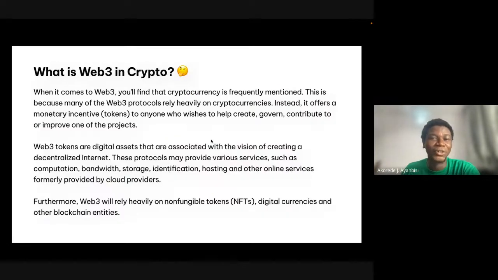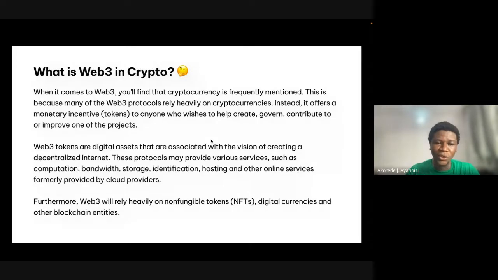Yeah, so the next thing I would like to talk about is, what is Web 3 in crypto? Right. So when it comes to Web 3, you'll find that cryptocurrency is frequently mentioned. Like I said earlier, Web 3 is the web, right? There are a lot of things now going on in that Web 3, from blockchain to crypto to NFT to decentralization to a lot of stuff, right? But crypto is very essential, it's very key, because that is the monetary incentive, also known as a token, that anyone who wishes to create, govern, contribute, or pay anyone can use to pay for any service, or use to buy stuff on blockchain in Web 3.